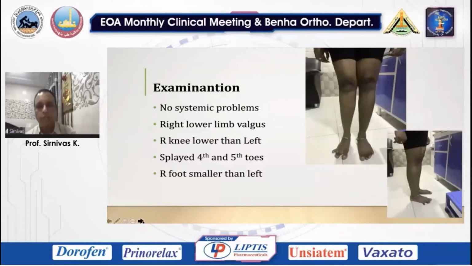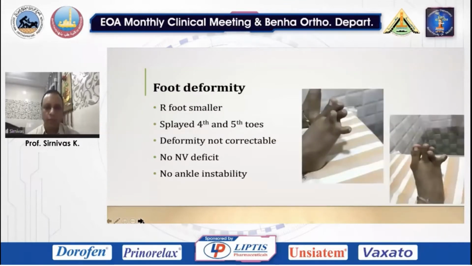So on examination, there were no systemic problems. Right lower limb was in valgus. Right knee was slightly lower compared to the left on standing. She had splayed 4th and 5th toes, and right foot was smaller than the left. The foot deformity itself, splaying of the 4th and 5th toes, was rigid, not correctable. There was no neurovascular deficit and no ankle instability.